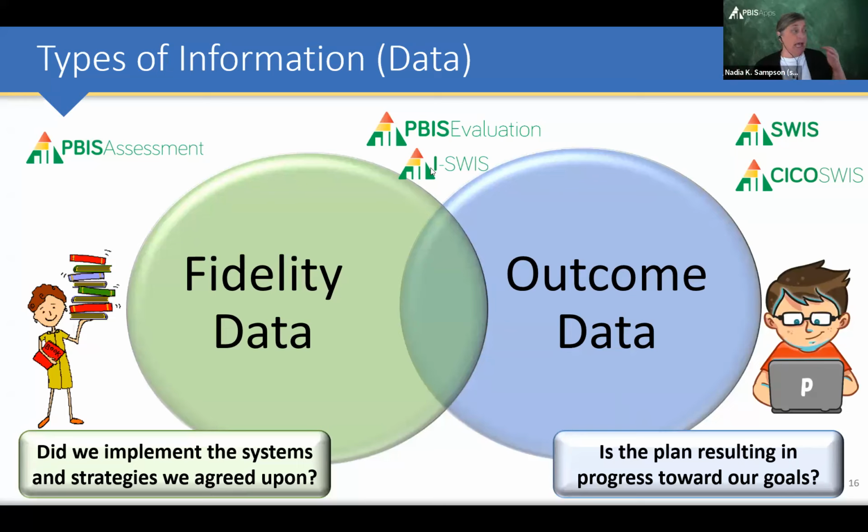PBIS Evaluation and iSWIS, and I'll talk more about these, actually combine fidelity and outcome data. You can actually get fidelity data and outcome data from both of these instruments. Whereas PBIS Assessment is pretty much all about fidelity data. There's a little bit of information you can get that you might call outcome data on PBIS Assessment. For the most part, though, PBIS Assessment is measuring our behavior as adults. Are we doing what we said we were going to do? And it's helping guide us on where we might need to make some changes in terms of our implementation.